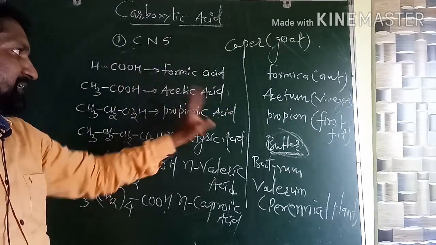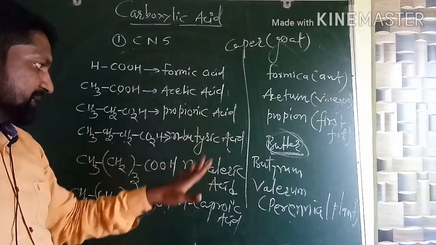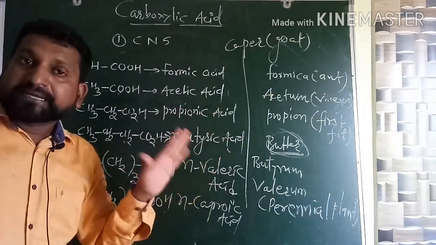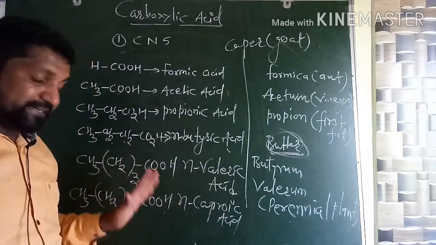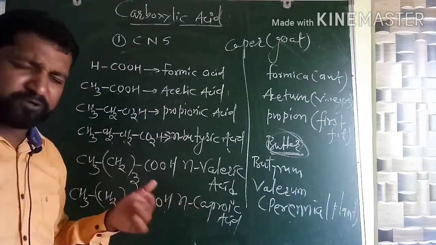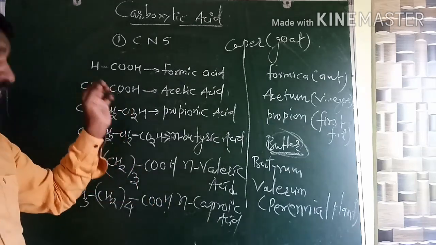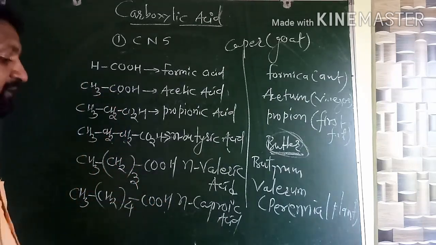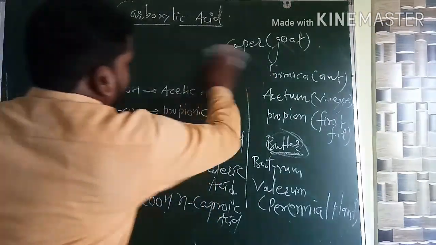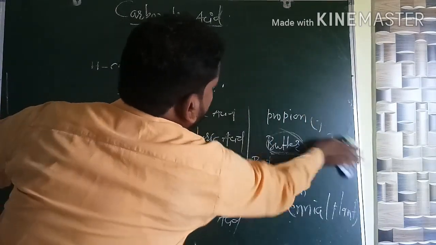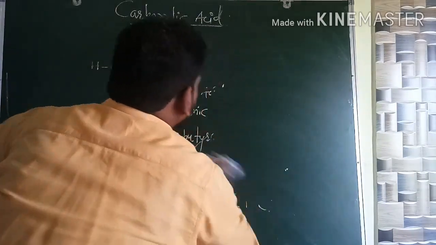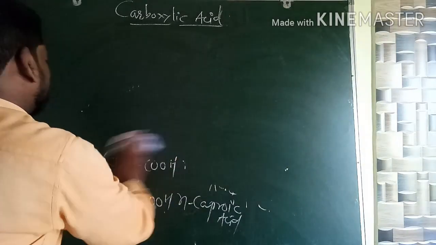Formic acid, acetic acid, propionic acid, butyric acid, valeric acid, and caproic acid. So very interesting thing these are. You will get this idea from the textbook also, no doubt. So you have to remember. Okay, after that we will see some rules in the common name system also while writing the name of miscellaneous carboxylic acid.